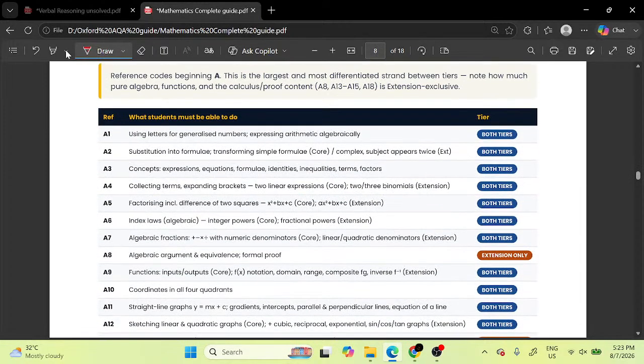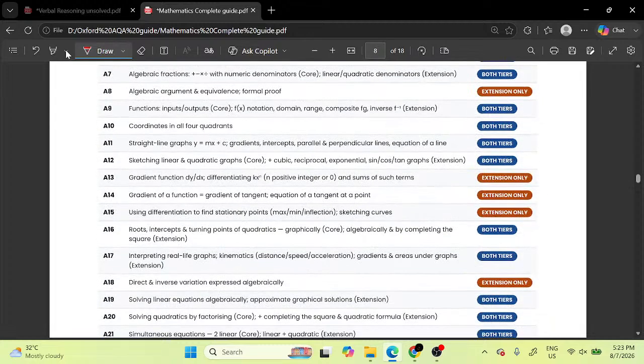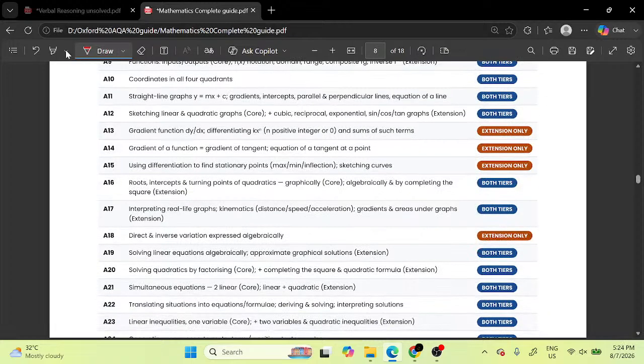Like if you see algebraic argument and equivalence, formal proofs, this is only tested in extension. And over here if we see gradient function like dy upon dx, differentiation, it's only tested in extended, not in core. So it means this topic is not included in core. Gradient of a function, like the gradient of a tangent, equation of a tangent at a point, is also tested in extended only. Using differentiation to find a stationary point, maximum, minimum or inflection point, or sketching curves is also tested in extended only. Direct and inverse variation expressed algebraically is also tested only in extended.